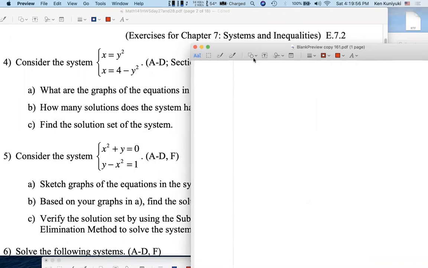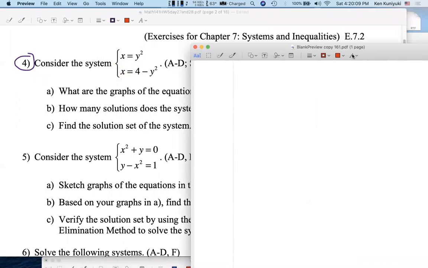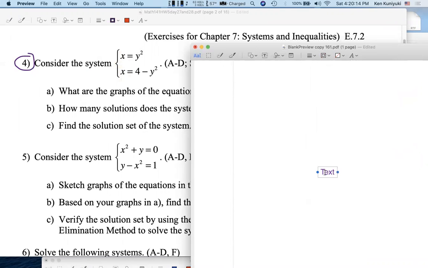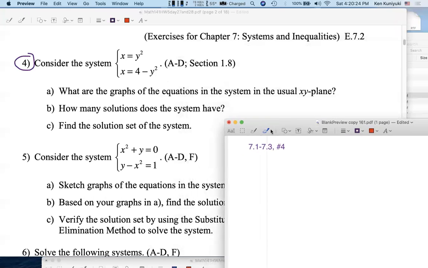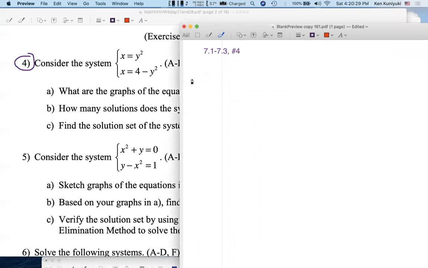Okay, so we're doing this one here, number four. Let's talk about number 4 in general. I'll use purple as my primary color. So the 7.1.3 block number 4. First of all, what are the graphs of the equations here in the usual xy plane? Do you remember how to graph x equals y squared?